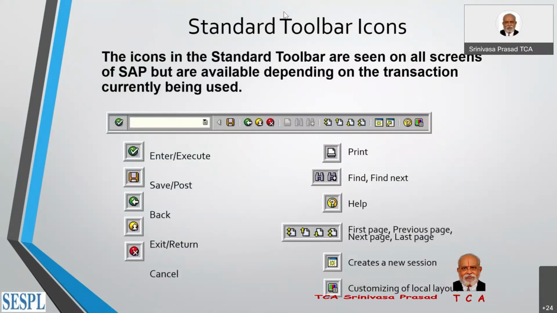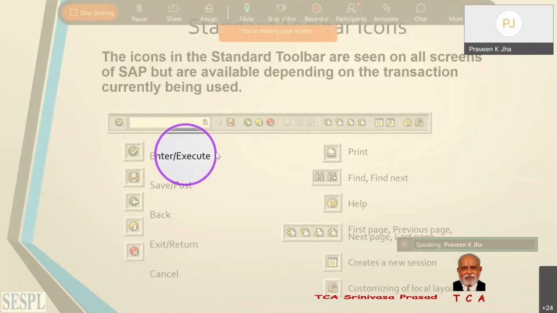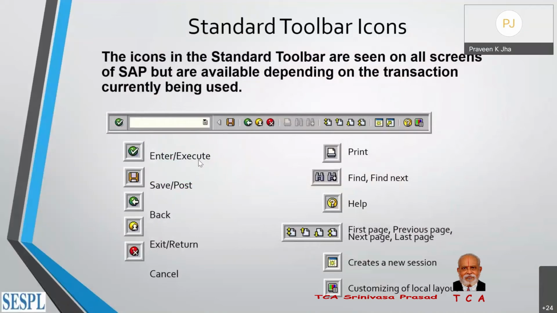Now, the same thing I have explained in the previous slide. Now I am going to detail each and every icon on this slide. First one is the green tick icon, that is called the enter or execute button. Basically, when we want to use this one, we have to put the T code in the command toolbox, which is white in color, just on the right hand side of the green button. And after giving the T code, we have to click on the green button. Then it will enter or execute that T code.